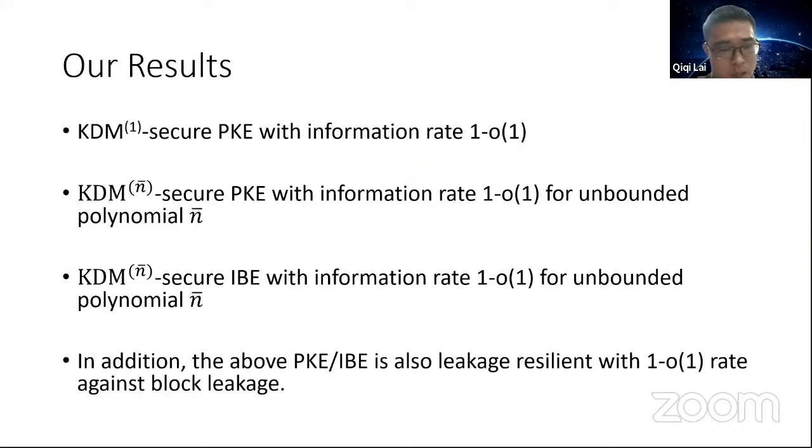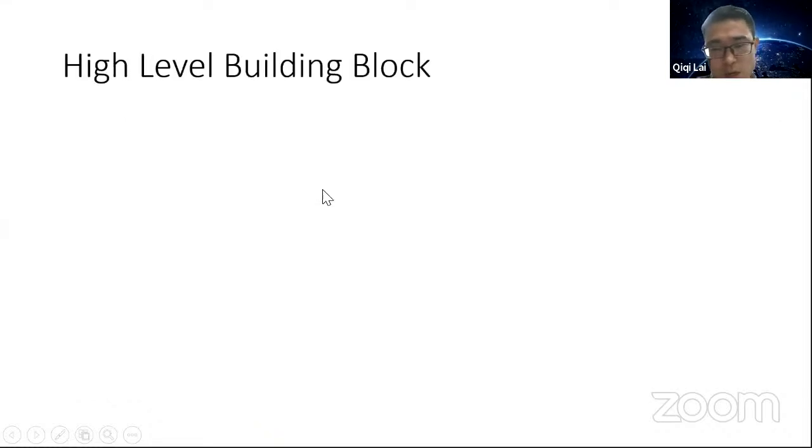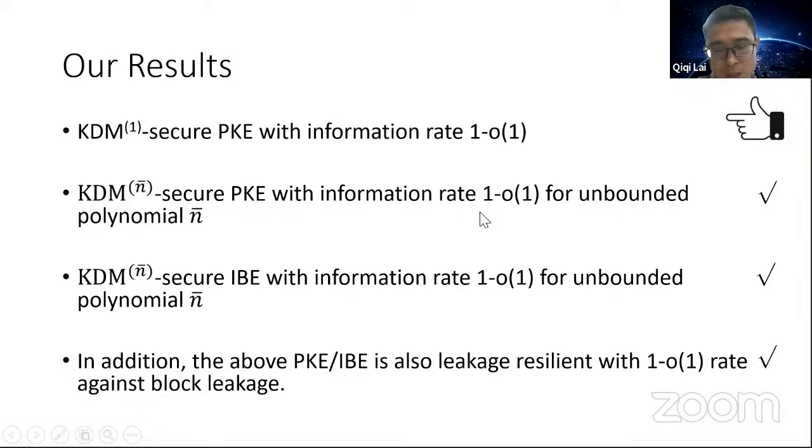And the main result of this paper consists of KDM1 secure PKE with optimal information rate, KDM n-bar secure PKE with optimal information rate for unbounded polynomial n-bar, and KDM n-bar secure IBE with optimal information rate for unbounded polynomial n-bar. In addition, the above PKE or IBE schemes are also leakage resilient with optimal leakage rate against block leakage functions. Here, I just focus on the first result, and the others can be viewed as its extensions.